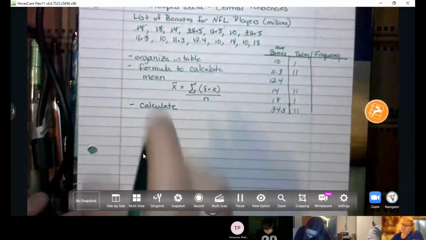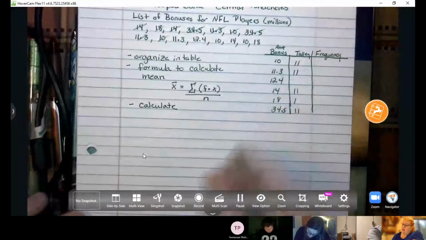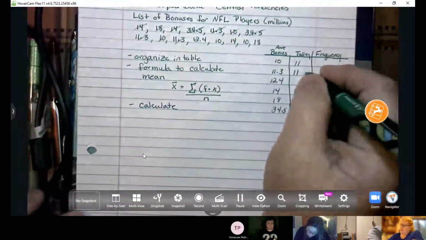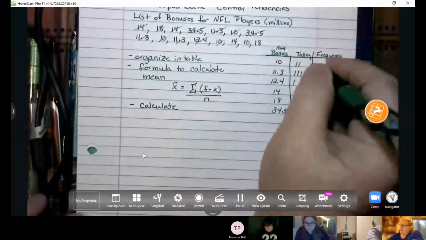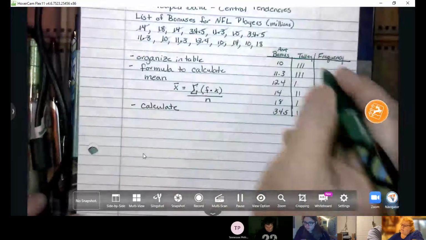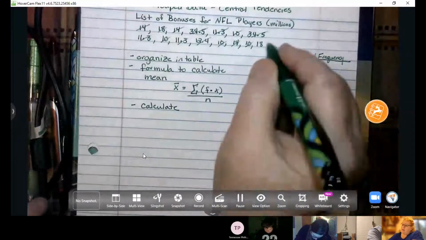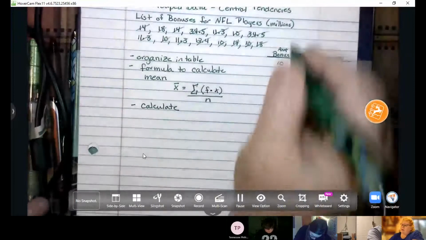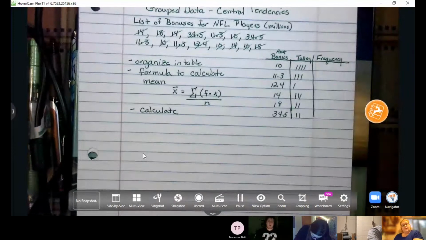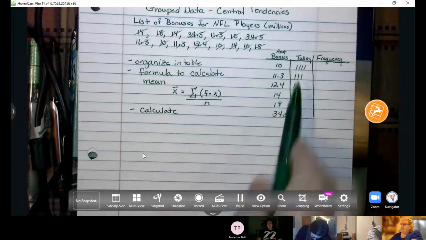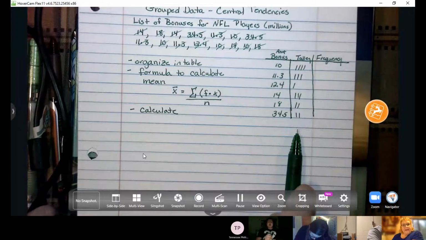11.3, a tally mark. 10, a tally mark. 11.3, a tally mark. 12.4, a tally mark. 10, a tally mark. 14, a tally mark. 10, a tally mark. 18, a tally mark. And so I would mark off my data as I go because that helps me to know I've got each data item. And then the tally marks help me to indicate a count for each item in the table.